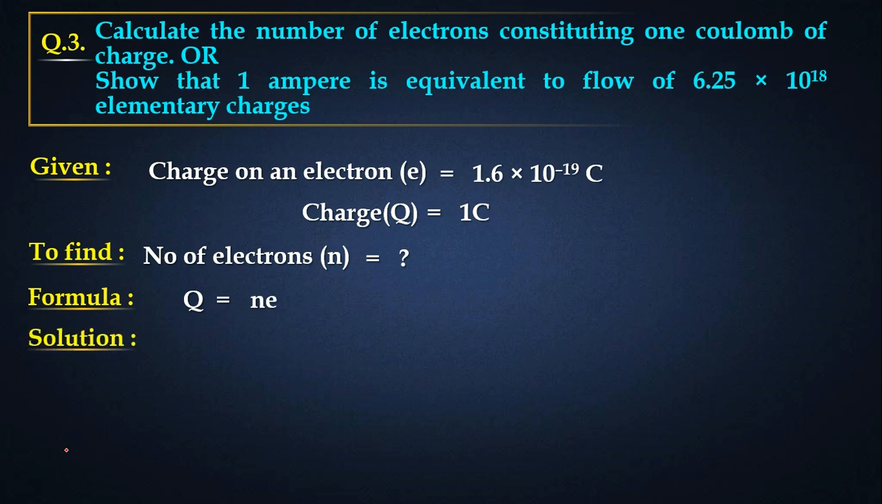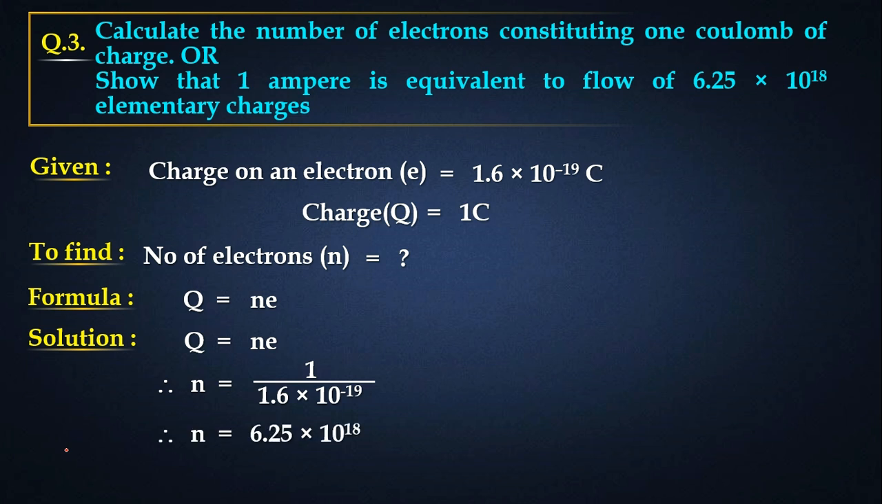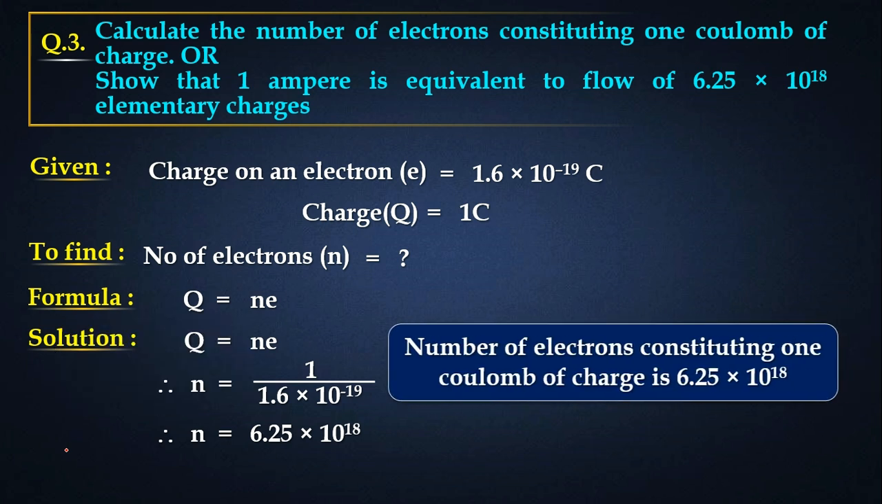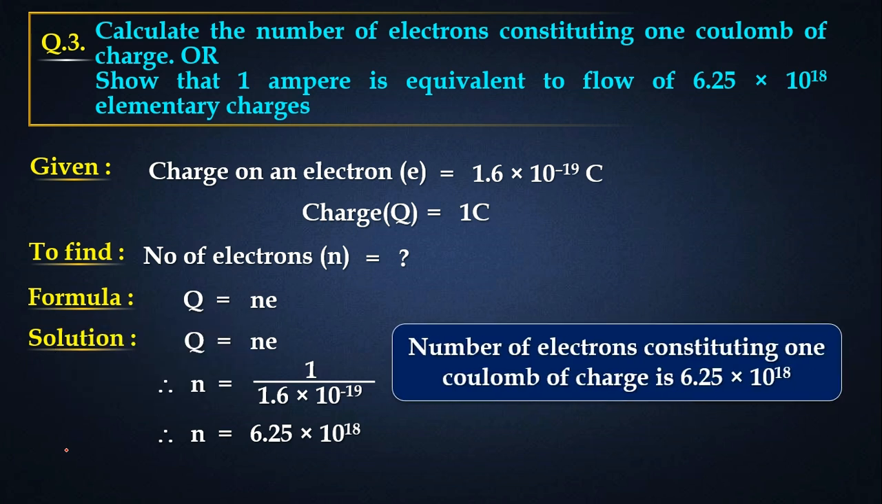So substitute here. Q is equal to N into e. In that, N is equal to Q by e. Q is 1 coulomb and e is 1.6 into 10 power minus 19 coulombs. That is equal to 6.25 into 10 power 18 number of electrons. Okay. So the number of electrons constituting 1 coulomb of charge is equal to 6.25 into 10 power 18. Is it clear?